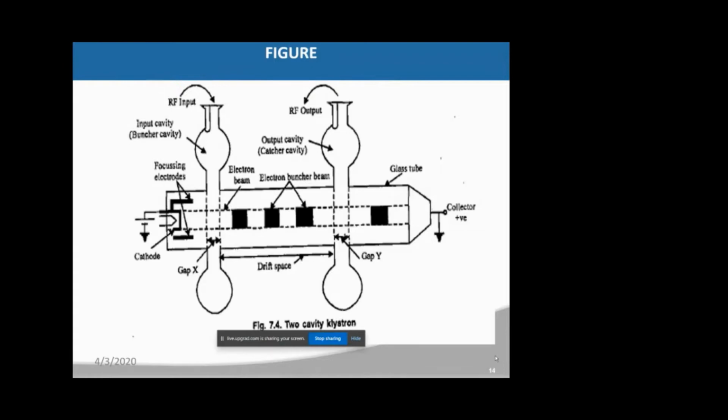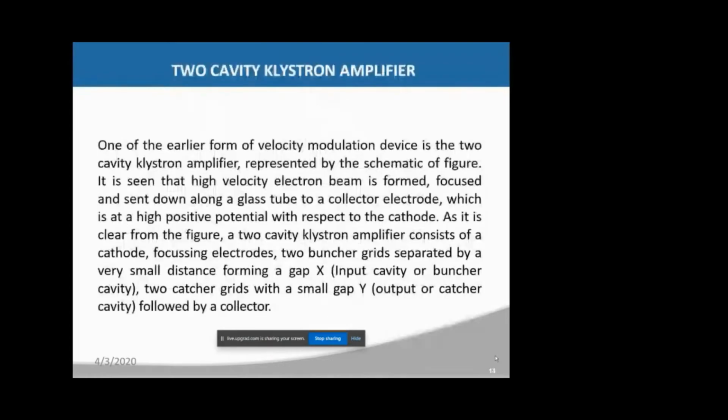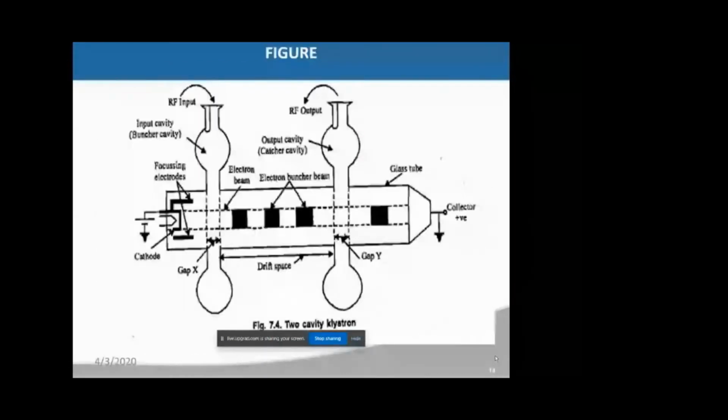Now, if you are looking at the diagram of the circuit, it consists of basically two cavities. One is called the input cavity. The other is called the output cavity. The input cavity is also called the buncher cavity, while the output cavity is called the catcher cavity. If you're looking at this, it consists of a cathode.